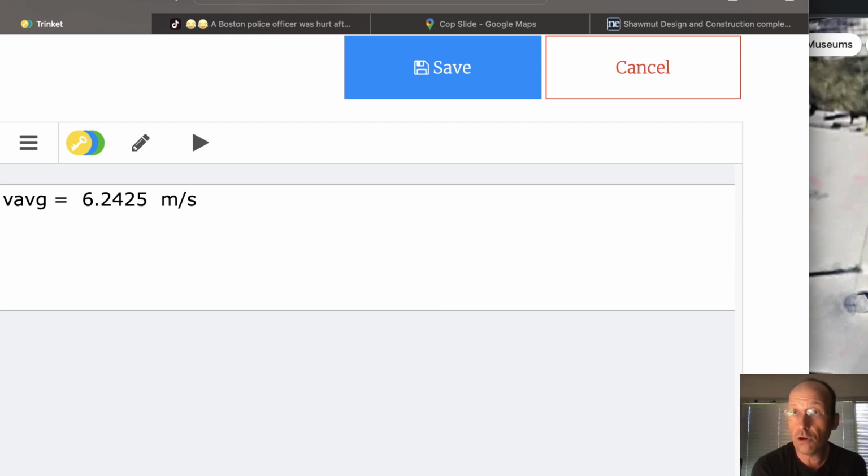Now, I'm going to calculate the coefficient of friction, but let's first calculate the maximum speed if there was no friction, how fast it'd be going. Because if this is greater than the maximum speed, then we're in trouble, right?